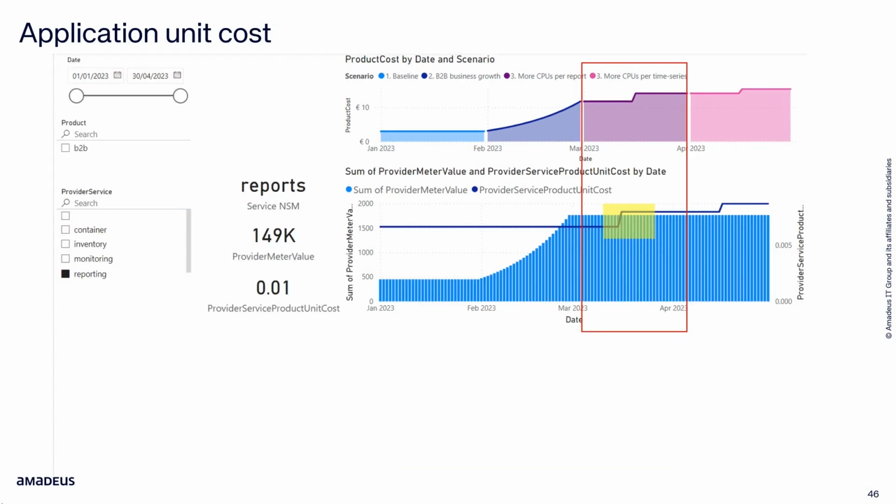The bottom visual shows the evolution over time of the number of reports as bars and the report unit cost as a line. While the number of reports is constant over time in this purple scenario, the report unit cost increases suddenly. This explains the global cost increase. Let's drill down to understand why the cost of reporting increases suddenly.